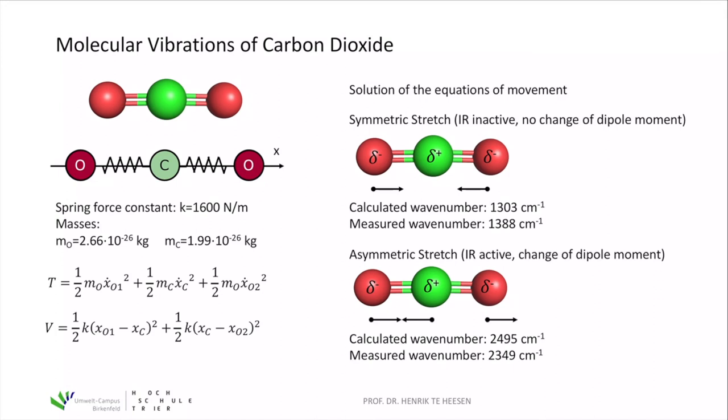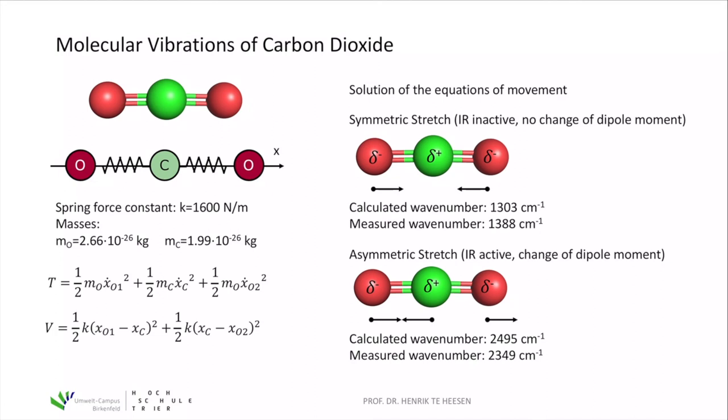You can derive the magnitude of the wave number by just using molecular mechanics. And what do you do? You describe the chemical bond between the atoms by using a spring. So we have one spring between the left oxygen atom and the carbon atom, and a second spring between the carbon atom and the oxygen atom on the right-hand side. The spring constant has a magnitude of 1,600 newtons per meter. This simplified model helps us to understand and describe the vibrations of this molecule. The consequence of this simplified model is that we will get two eigenvibrations of this molecule.